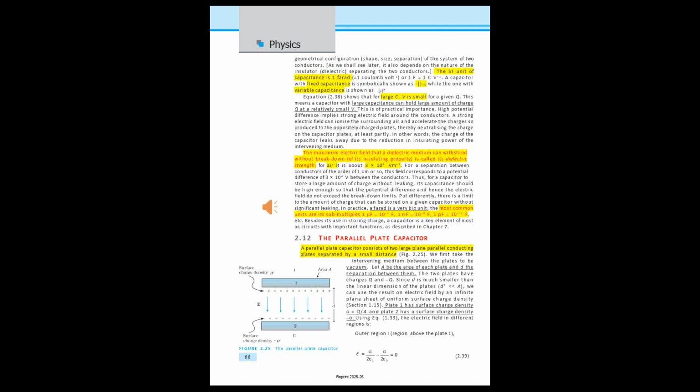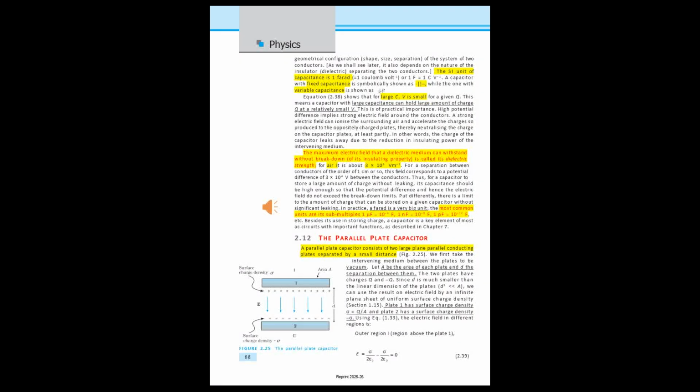This means a capacitor with large capacitance can hold large amount of charge Q at a relatively small V. This is of practical importance. High potential difference implies strong electric field around the conductors. A strong electric field can ionize the surrounding air and accelerate the charges so produced to the oppositely charged plates, thereby neutralizing the charge on the capacitor plates, at least partly.